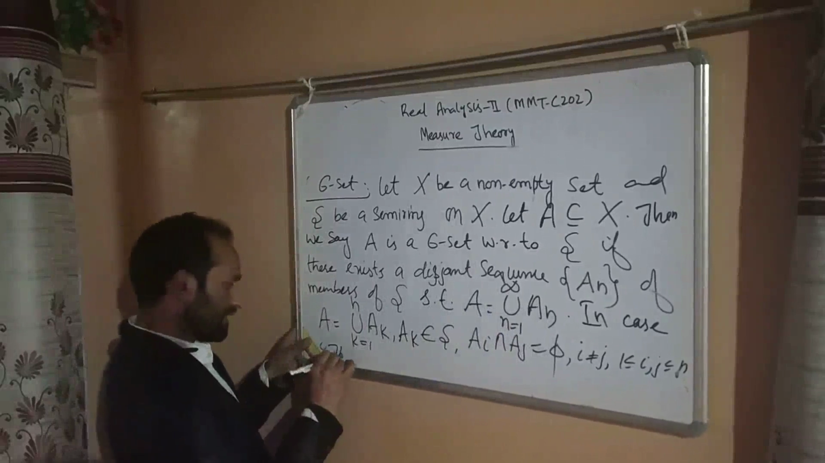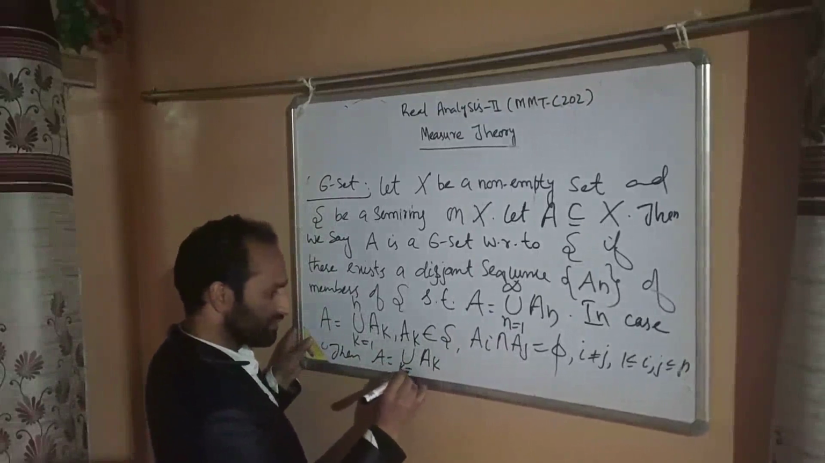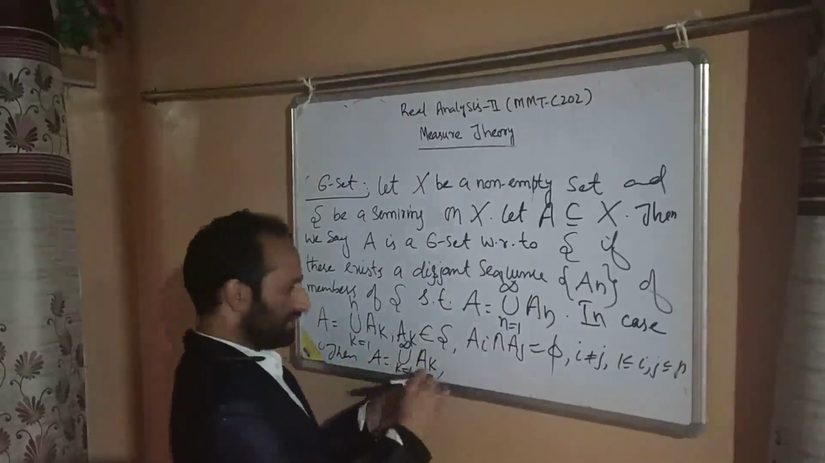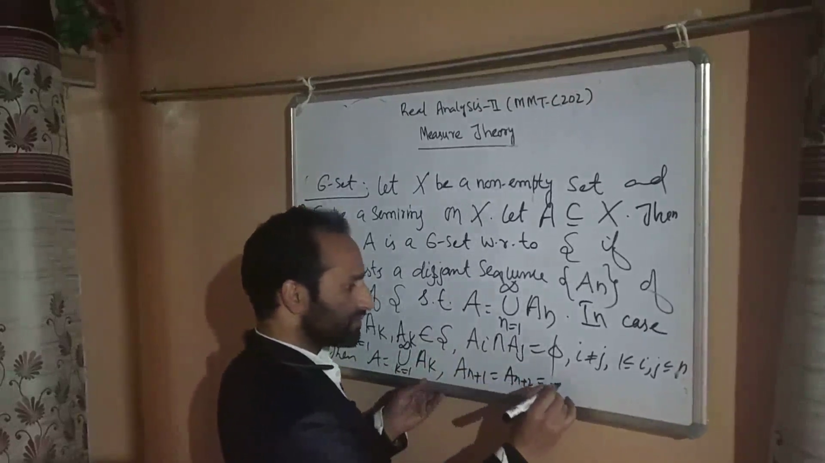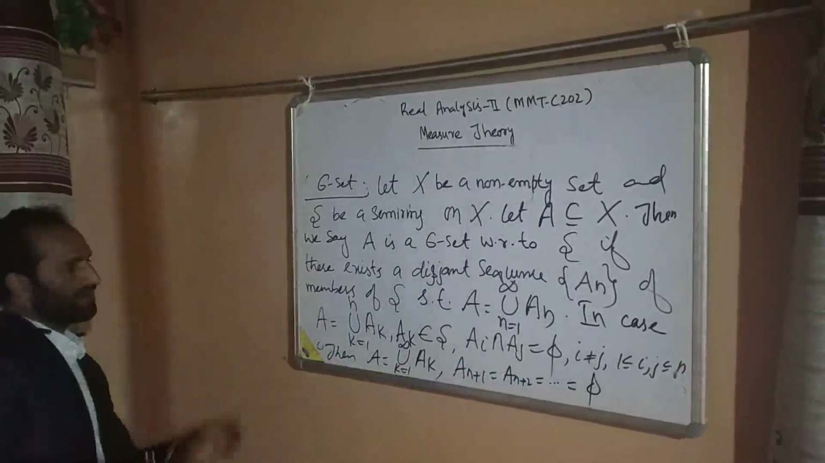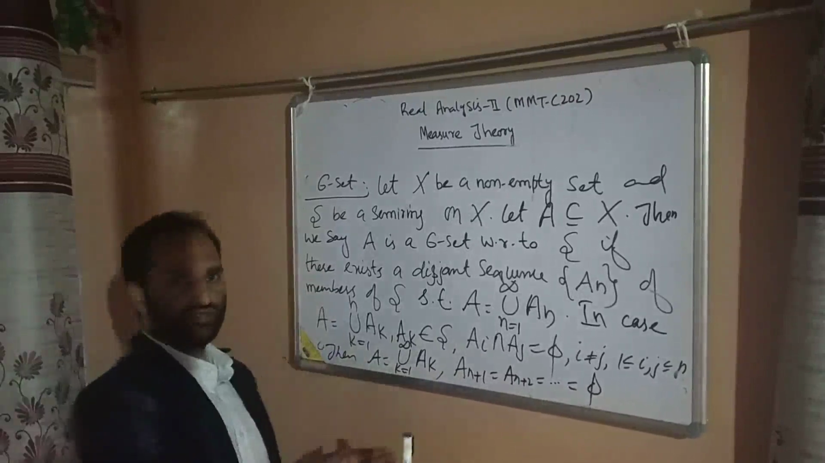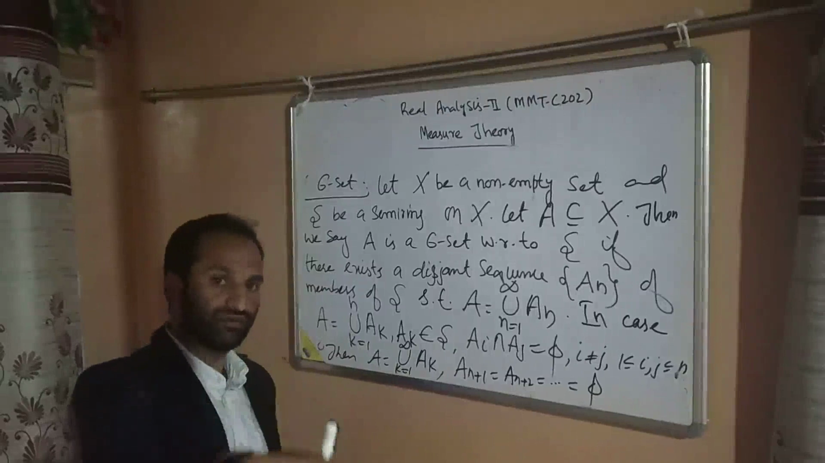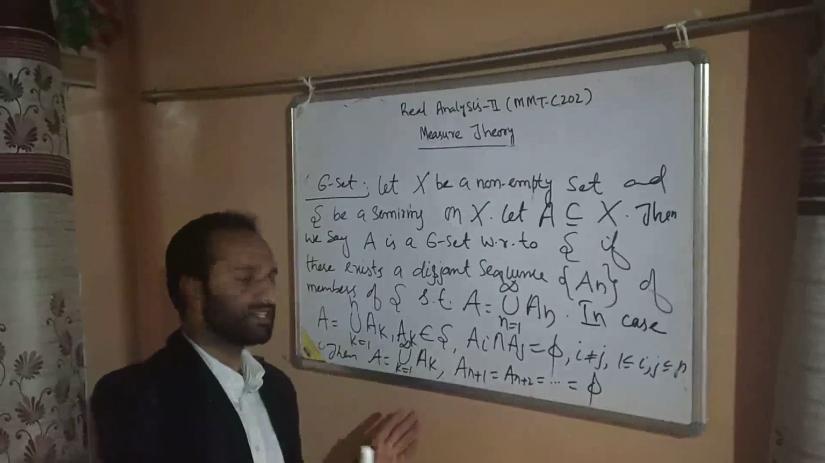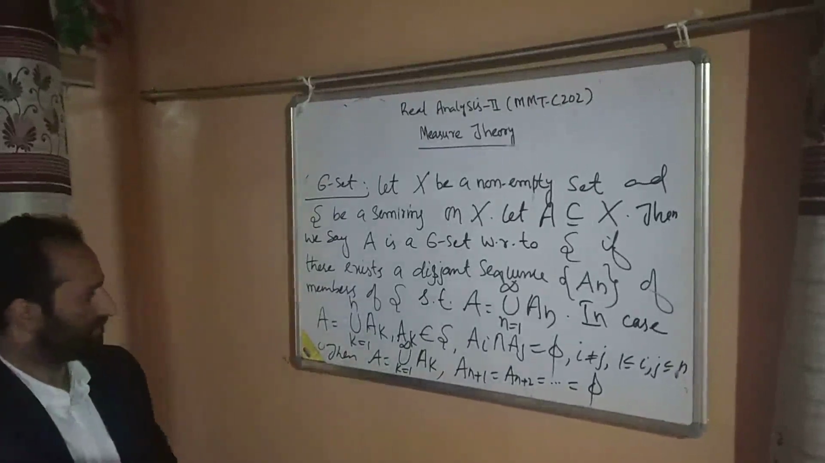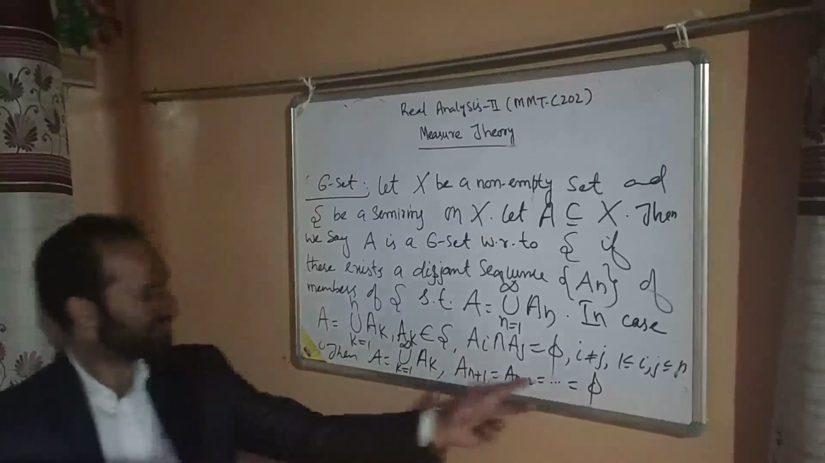Then this A can be written as the union of A_k, k runs from 1 to infinity, where A_{n+1} equals A_{n+2} equals so on equals the null set. If A is equal to A1 union A2 union up to union An, then A is equal to A1 union A2 union up to union An, then union A_{n+1} union A_{n+2}, where those sets A_{n+1}, A_{n+2}, A_{n+3} are all null sets. So whenever A is a finite union, we can express this A as a countable union by inserting these null sets.